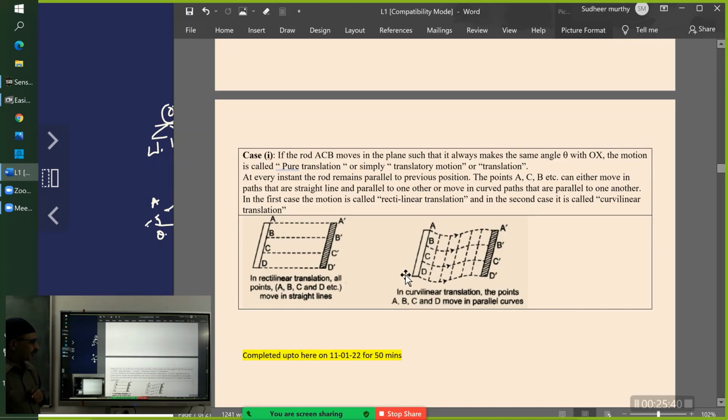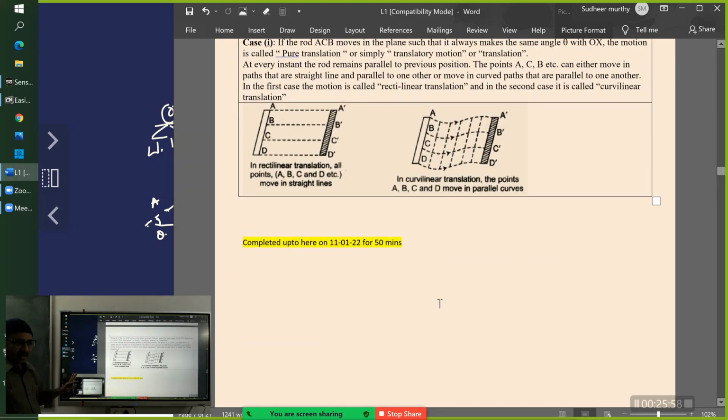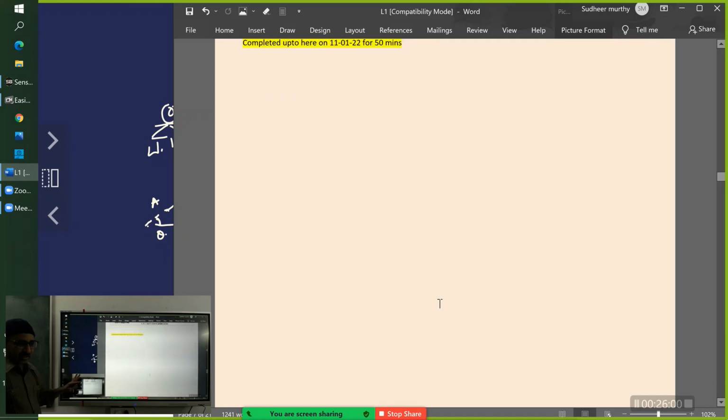Now, this diagram is familiar to all of you. That is, you see here, it is rectilinear translation. Here the rod is performing curvilinear translation. So the second case is curvilinear. I think this was something which was discussed yesterday also. I showed this diagram yesterday.